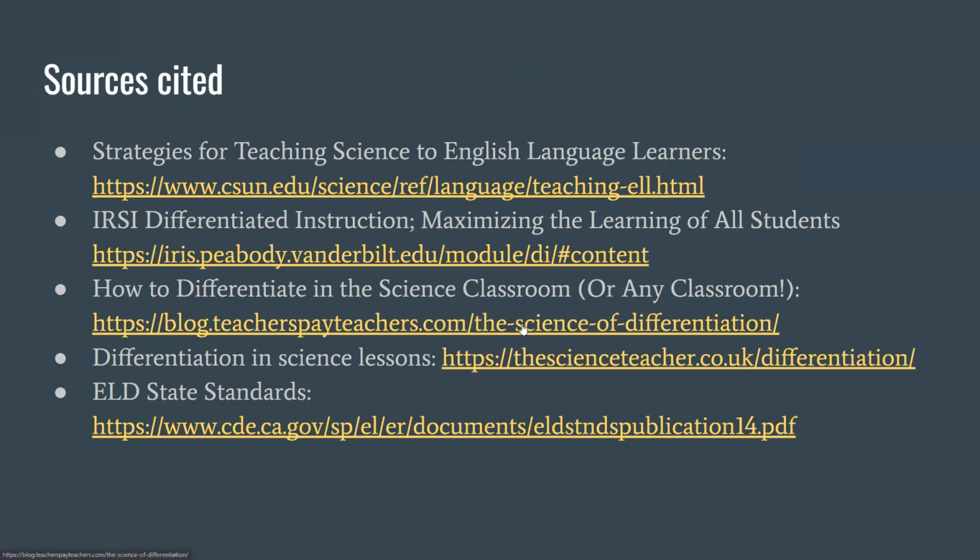Finally, we have our sources, including a few that were linked within the class curriculum. A few of the ones that I personally found very helpful in this were links 1, strategies in teaching science to English language learners, 3, how to differentiate in the science classroom, and 4, differentiation in science lessons. They gave in-class examples of the techniques that they utilized, and it really helped broaden my understanding in both differentiation as well as utilizing ELD standards.